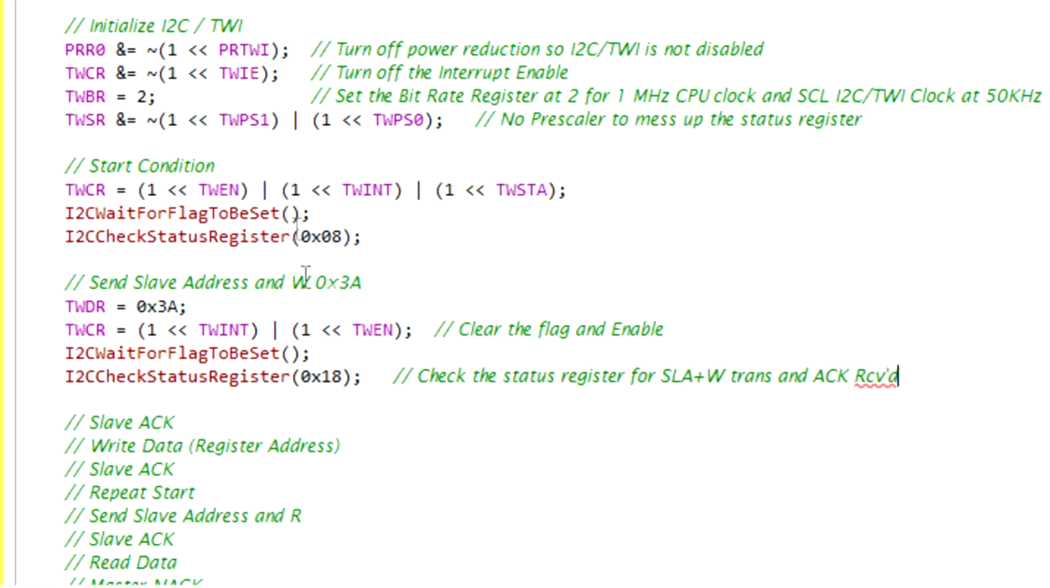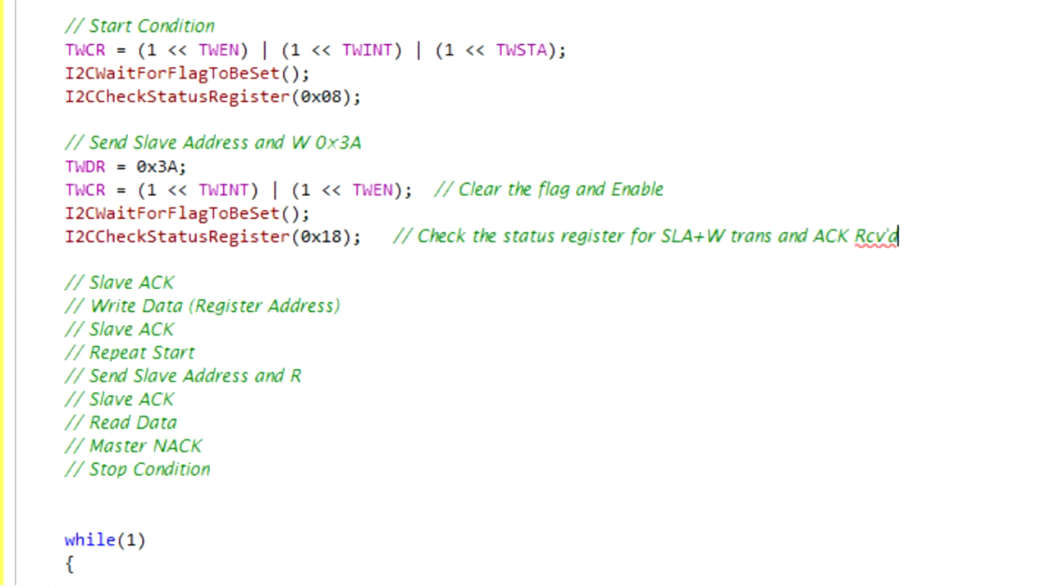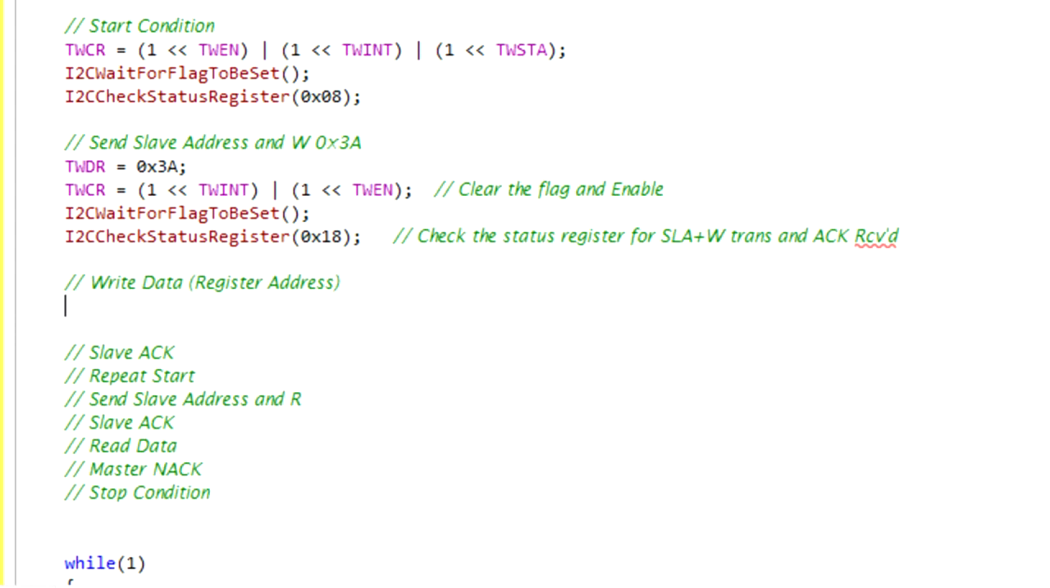Now we need to send the value of the register. And since this is already done here, the ACK is received, we can take that out. And what we need to do now is write the register, write the data, which is the register address. And we do that under the TWDR, the data register, and that's going to equal 0x30. Oh, no, not 30, 00. Because 00 is the location of the ID that we're going to be reading from the device.